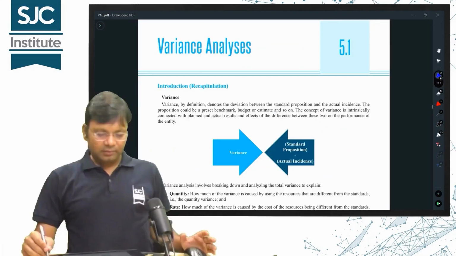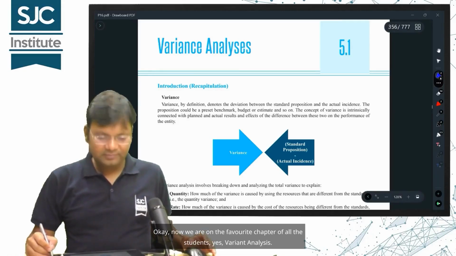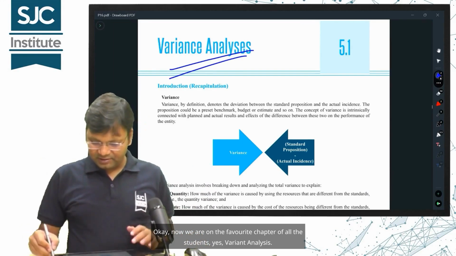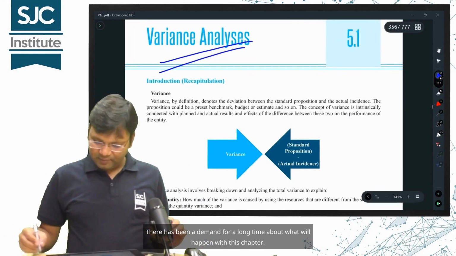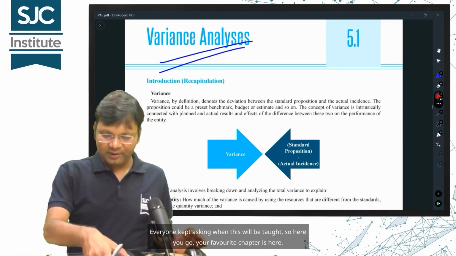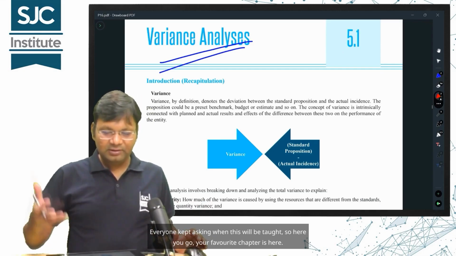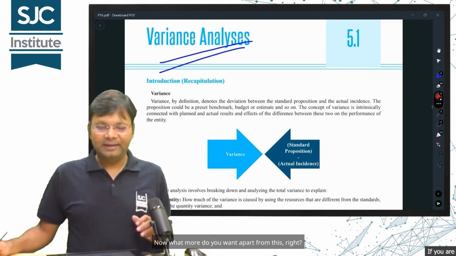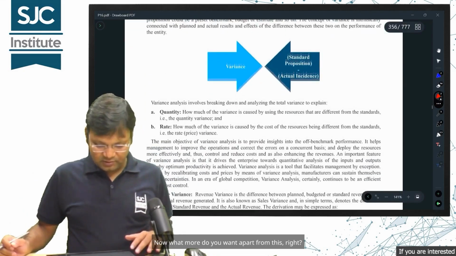Okay, now we are on the favorite chapter of all the students, yes, variance analysis. There has been a demand for a long time about what will happen with this chapter. Everyone kept asking when this will be taught, so here you go, your favorite chapter is here. Now what more do you want apart from this, right?